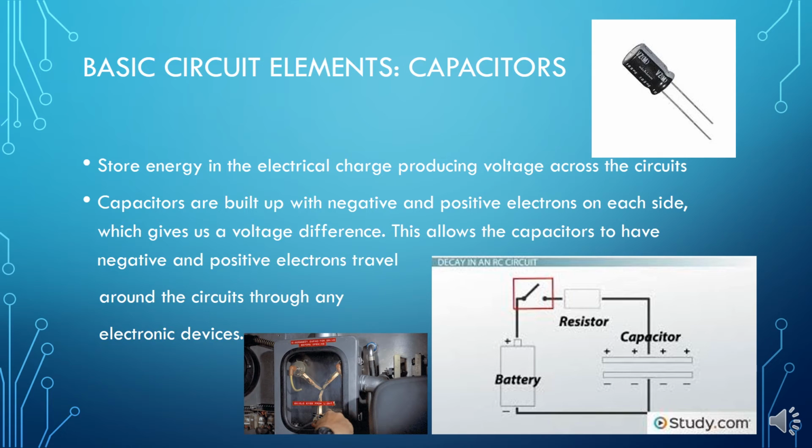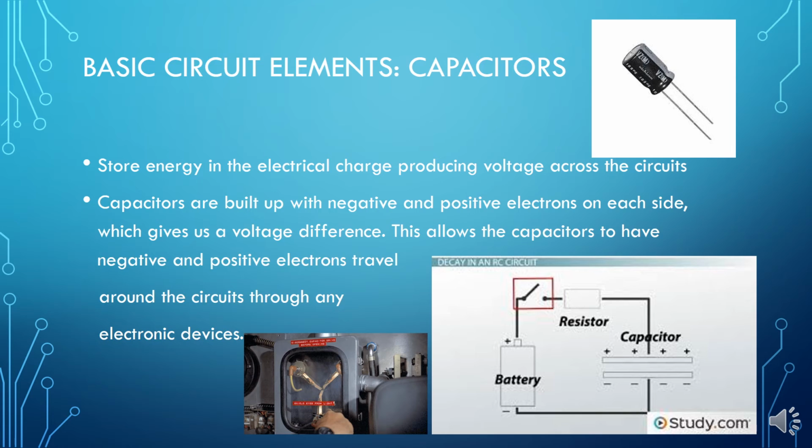When you have a capacitor in a circuit, the negative electrons, which are in the bottom, will flow around the circuit as a current, and the positive electrons will move around the circuit as well, but going the other way around. So it will move constantly around and around the circuit.